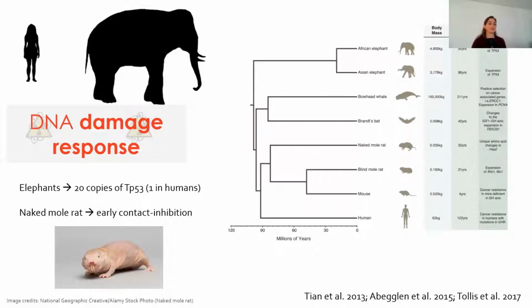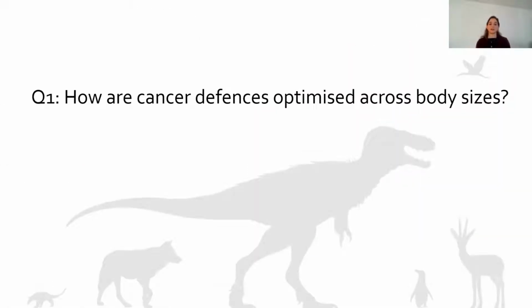As such, there's this burgeoning field of comparative oncology, and researchers are looking at different evidence for different mechanisms in the genomes of long-lived and large-sized organisms, and have discovered that there are various mechanisms these organisms might be using against cancer risk. And with that, I will start with my first question, which is: how are cancer defenses optimized across body sizes?